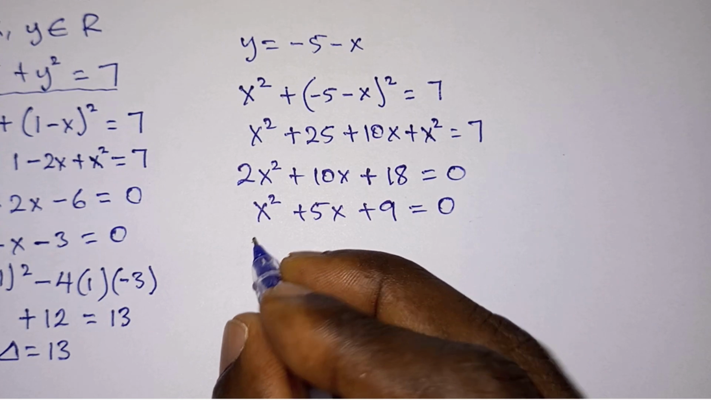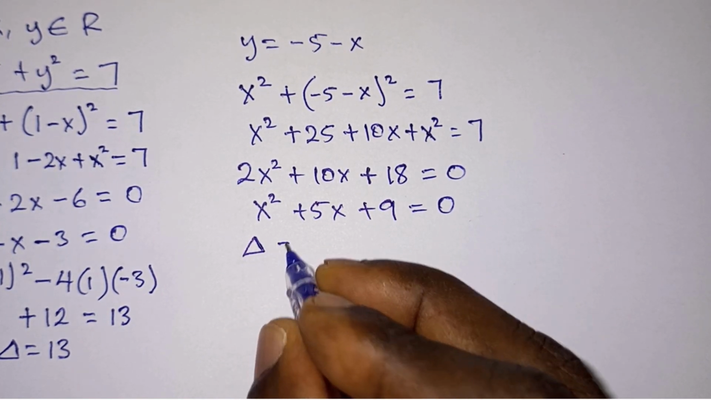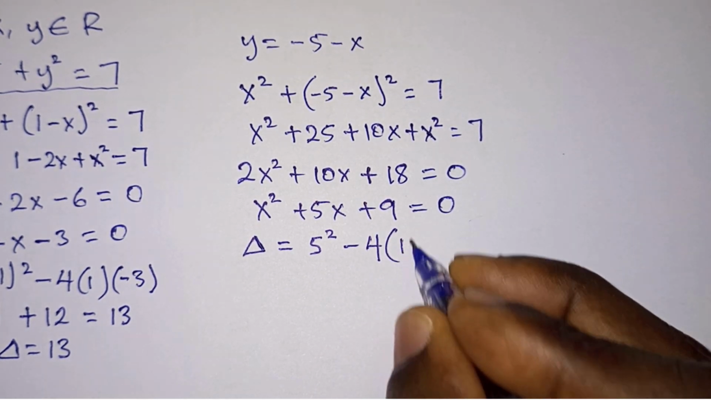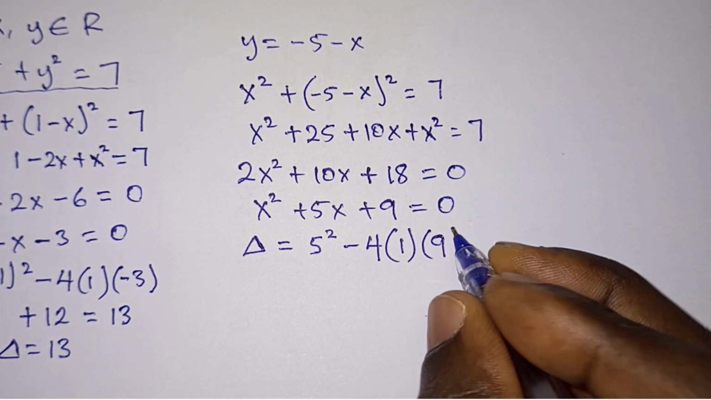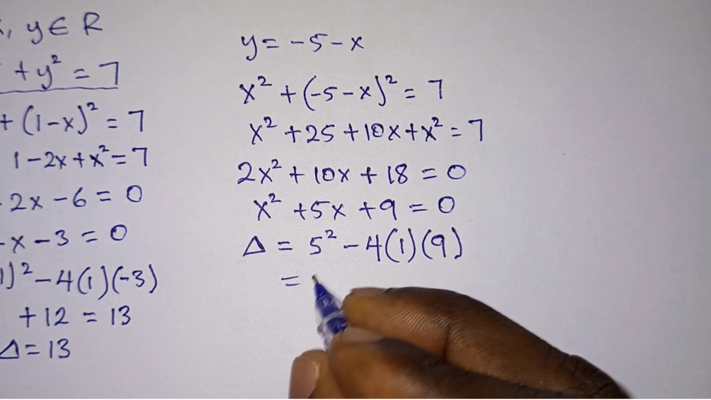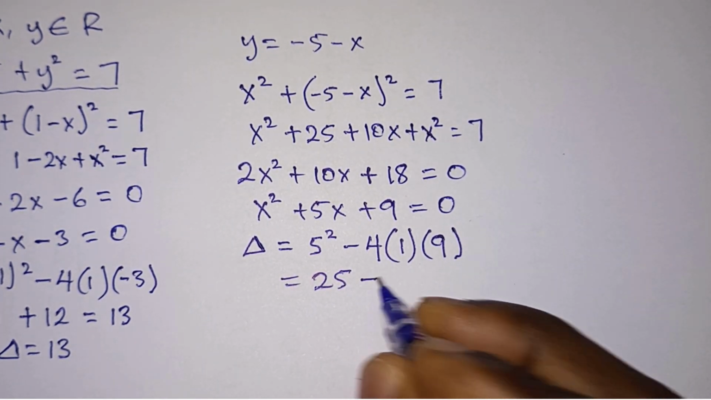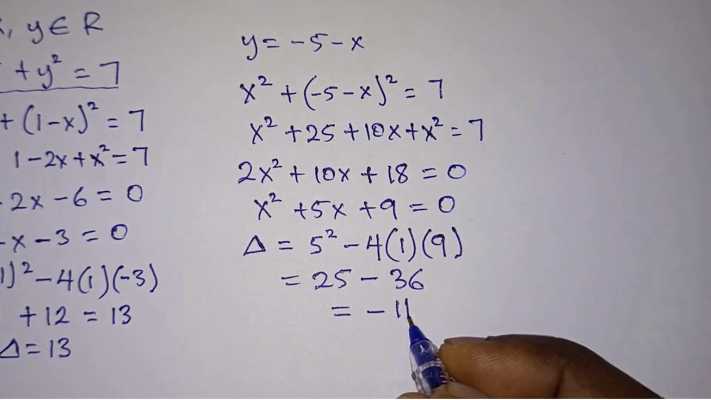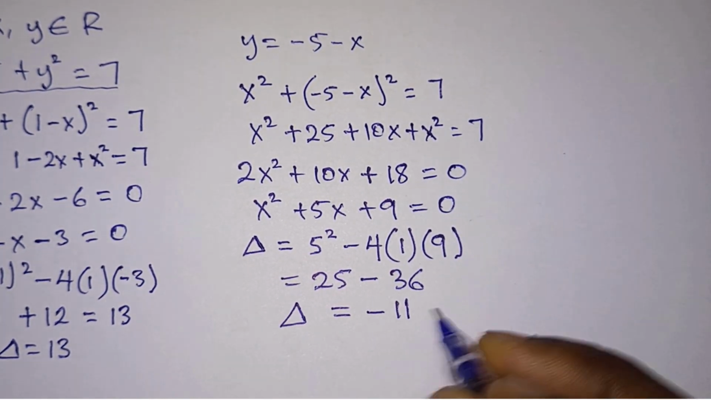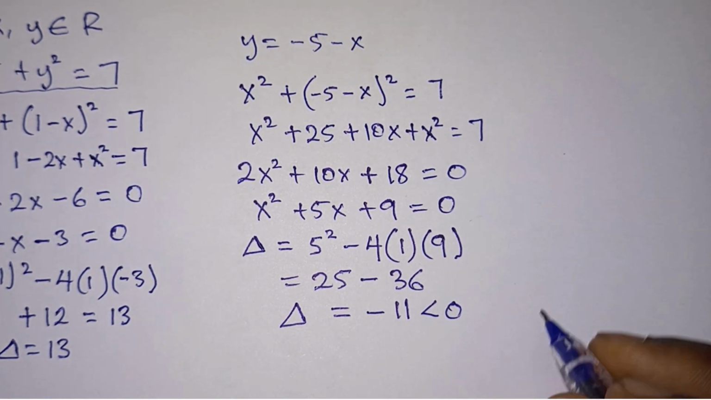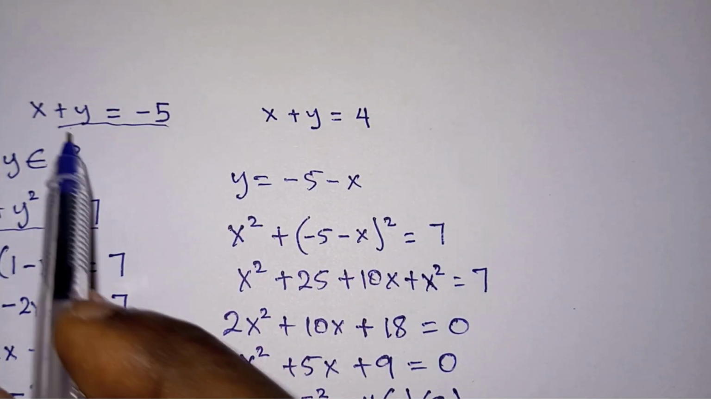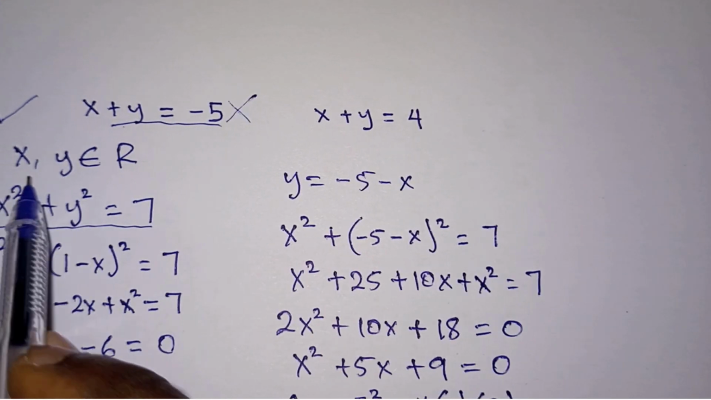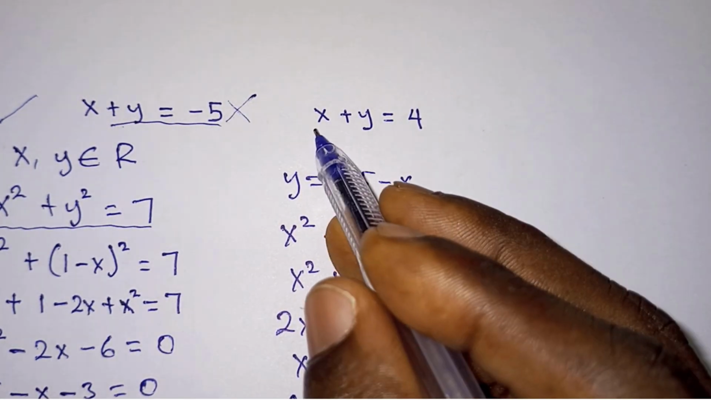Then we will discriminate the equation. So we will have delta is equal to 5 squared minus 4 times 1 times 9. And we see that we have 25 minus 36, which is equal to negative 11. Since delta is less than 0, it means that this value of x plus y is never correct because of this condition over here.